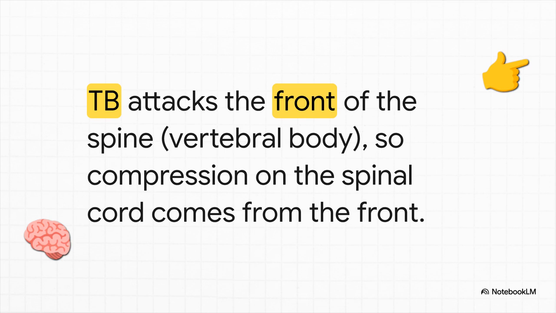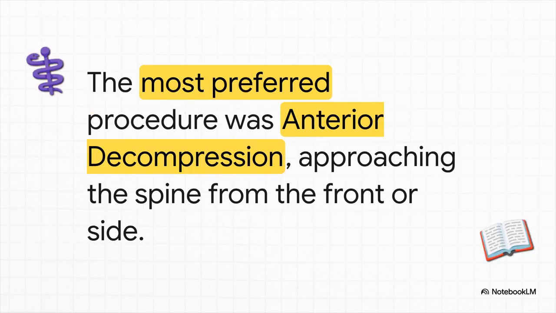Now, the logic behind the surgery itself is actually really straightforward. Think about it. TB attacks the body of the vertebra, which is the big, chunky part at the front of the spine. So that means all the bad stuff, the abscess, the dead bone, the tissue, it's all pushing on the spinal cord from the front. And because of that, for decades, the go-to surgery was called an anterior decompression. Anterior just means front. Surgeons would literally go in through the patient's front or side, moving organs out of the way to get to the spine.